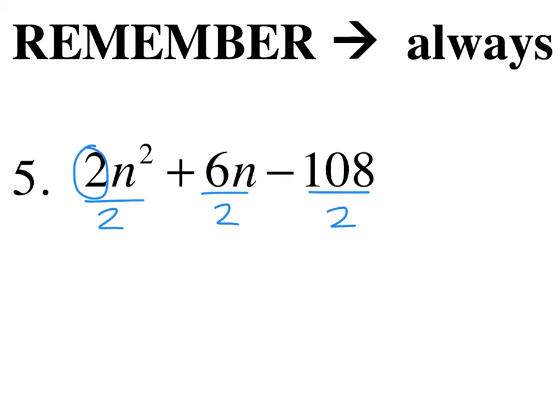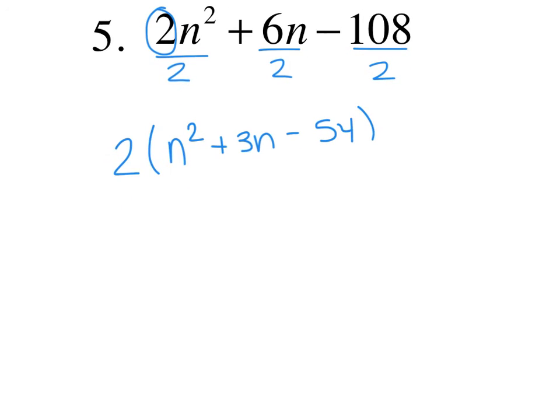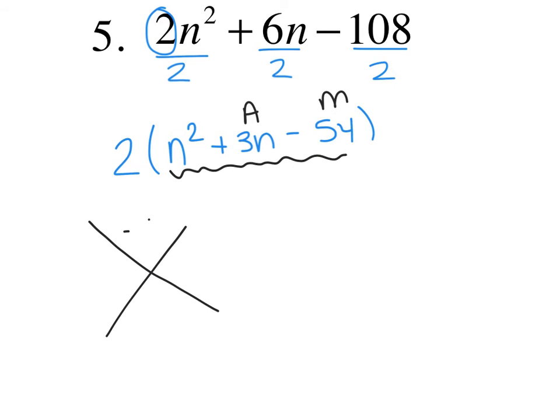That's my GCF. So I'm going to write 2 times n squared. 6 divided by 2 is 3, so I have plus 3n. And 108 divided by 2 is 54. You now know how to factor this expression. I want to find out what adds up to 3 and multiplies to negative 54. So I draw my diamond. Negative 54 I want to multiply to. 3 I want to add to.